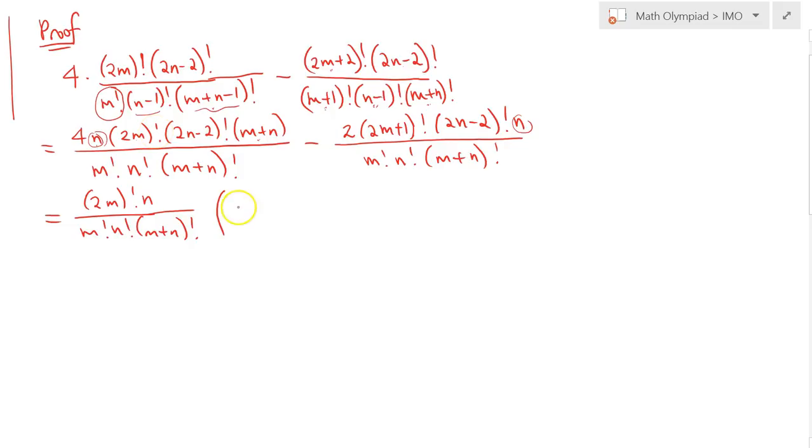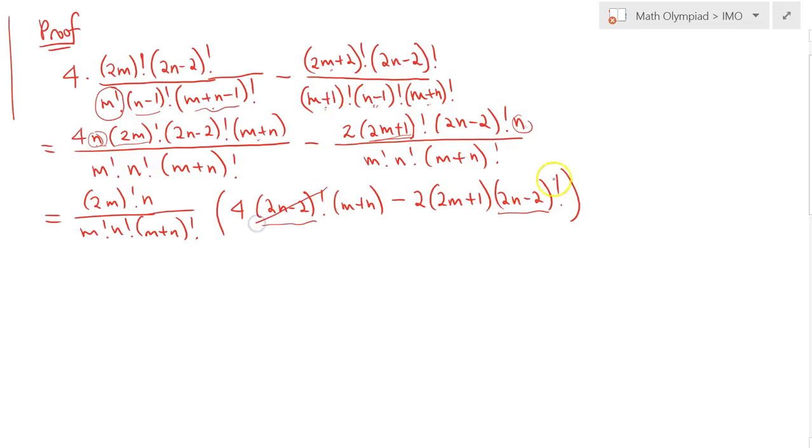Okay, so let's see. Let's go slow. Okay, so I have a 4 left here. I already factored these two, so I have 2n minus 2 factorial, and then I still have an m plus n here, minus, I already factored 2m factorial, so there's still a 2m plus 1 remaining here, so 2 times 2m plus 1, and then the 2n minus, oh, I should have seen that earlier. I should have taken that out as well. Ah, shoot. Okay, and that n is already taken out. Alright, so let me go ahead and take out the 2n factorials again. So therefore I can just delete them and I can just put it here right away.